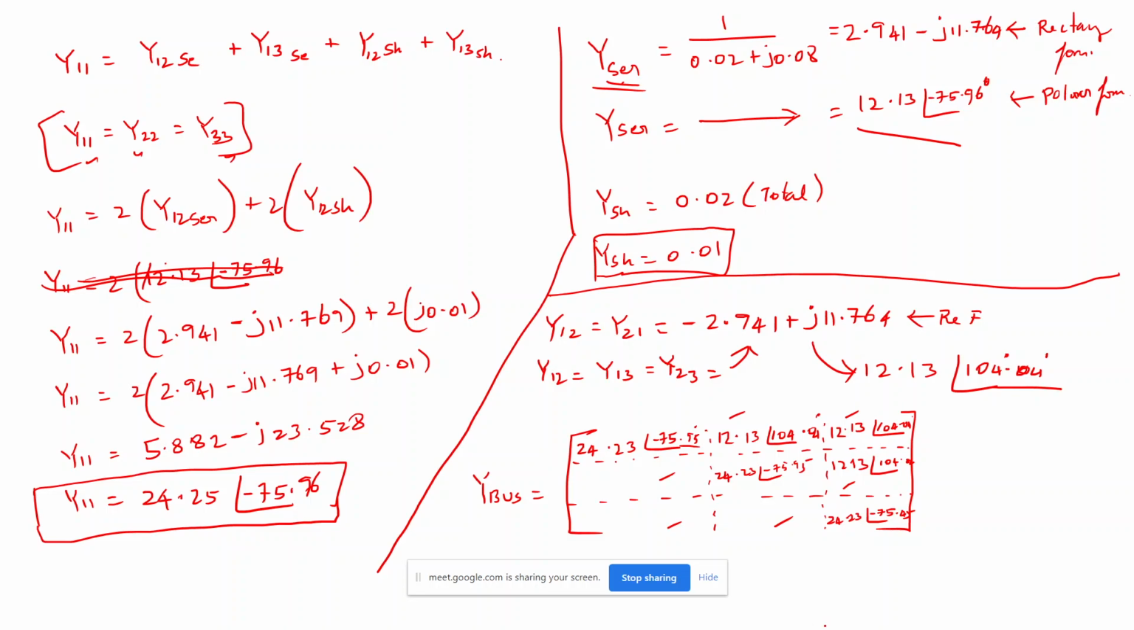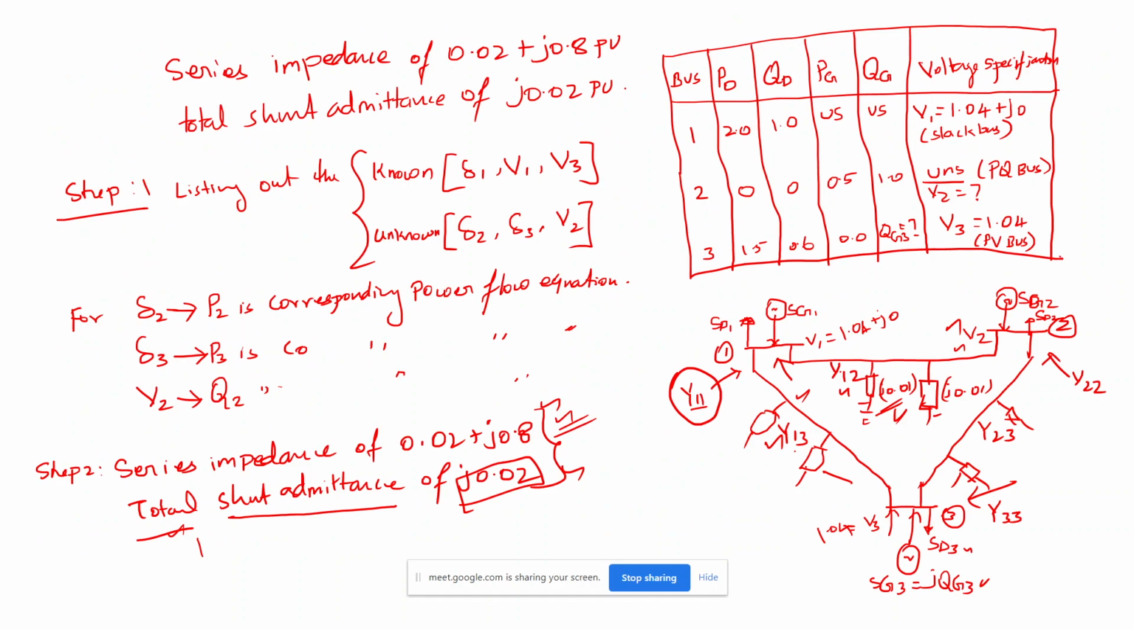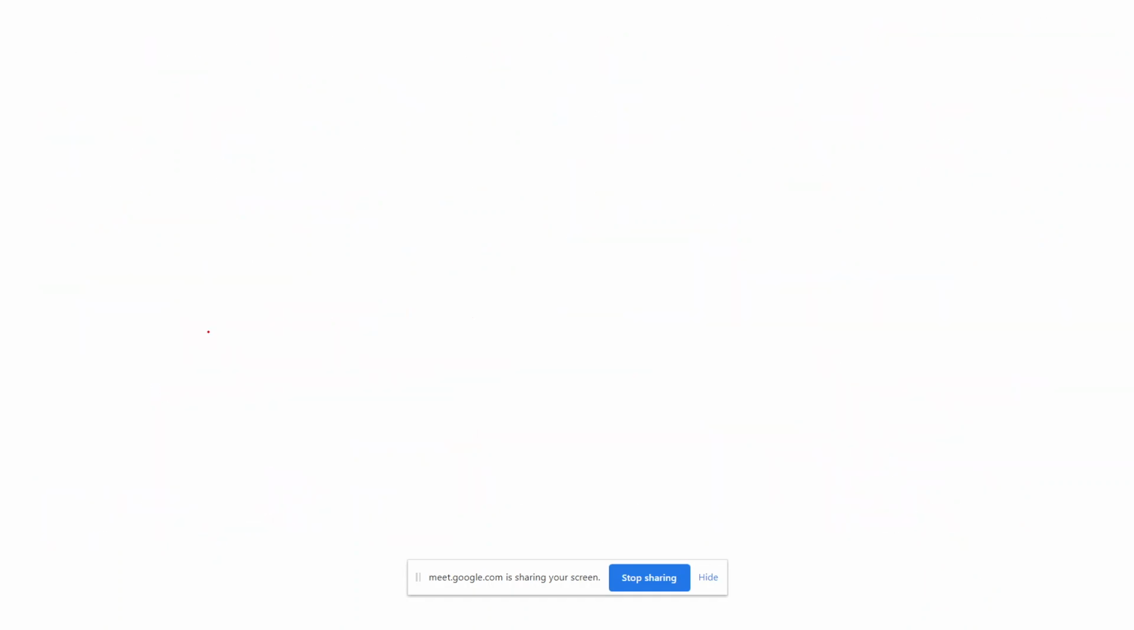So what is the next step? We need to find out the generalized or corresponding equations. For what do we need to find the corresponding equations? For P2, P3 and Q2. So for these three we need to write the corresponding equations. We know the formula also. From that formula we need to find out the Q2, Q3, V2 values, right? So step 3 is nothing but we need to find out the corresponding equations.